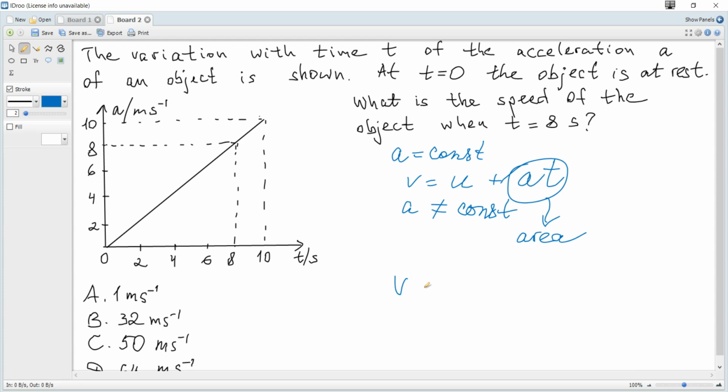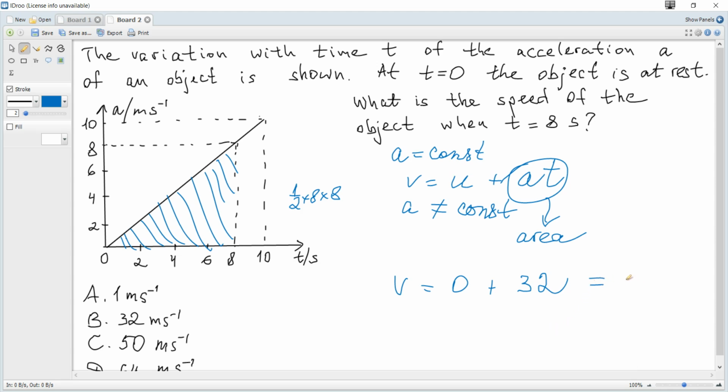So here the initial velocity is 0 because it starts from rest, and you can see that the curve is above the t-axis, so this area should be taken as positive. We need from t equals 0 to t equals 8, so the area from 0 to 8 seconds should be considered, and the area is just half times base times height, half times 8 times 8, which is 32, so the change in velocity is plus 32.